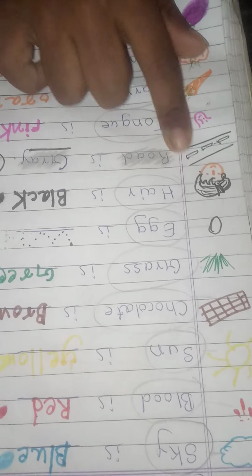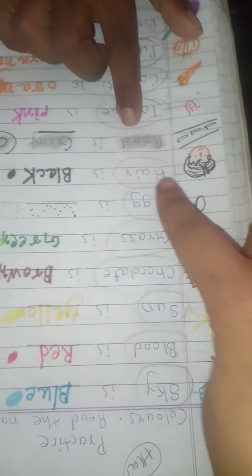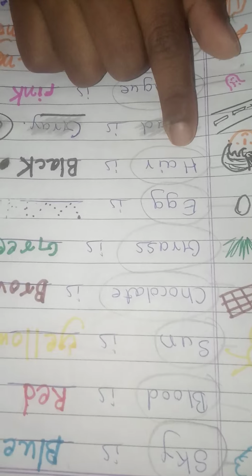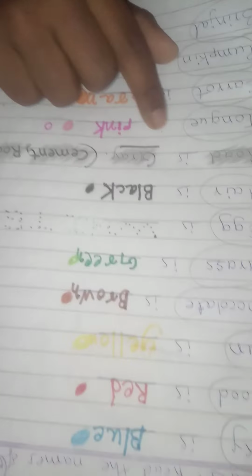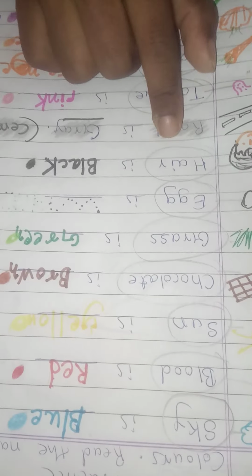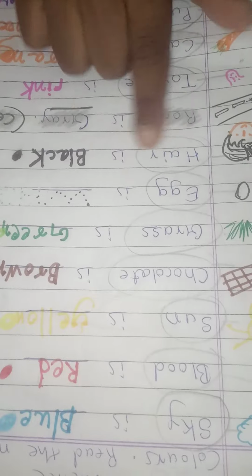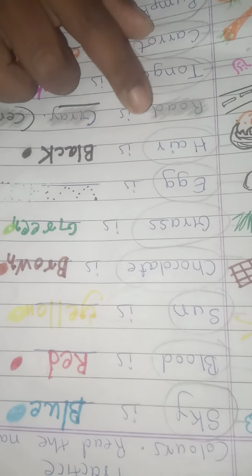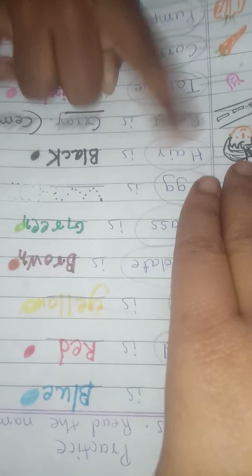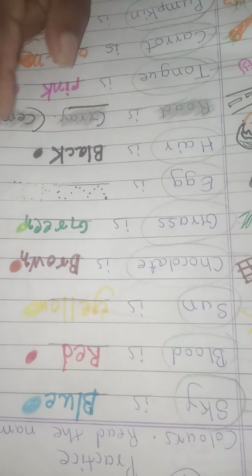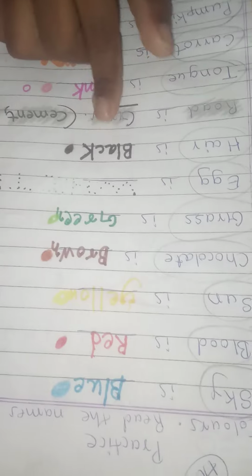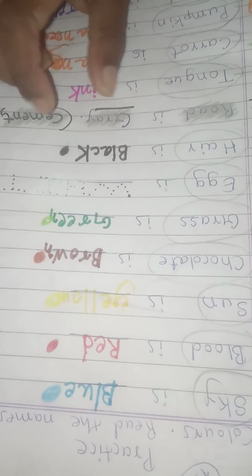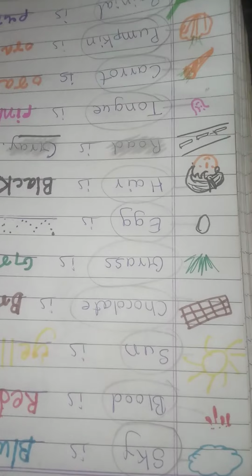Okay. Hair is black. Spelling of the hair. H A I R. Hair. Hair is black. What is the spelling of black? B L A C K. Black. Next. What is the next word?